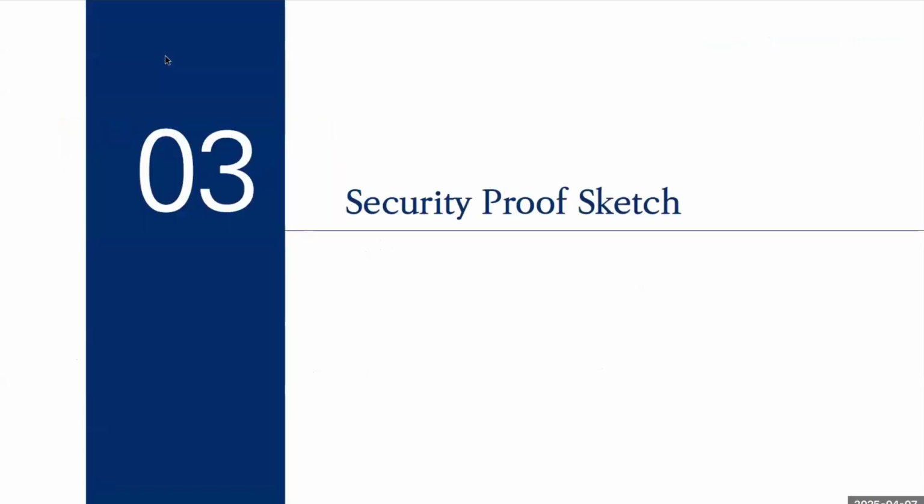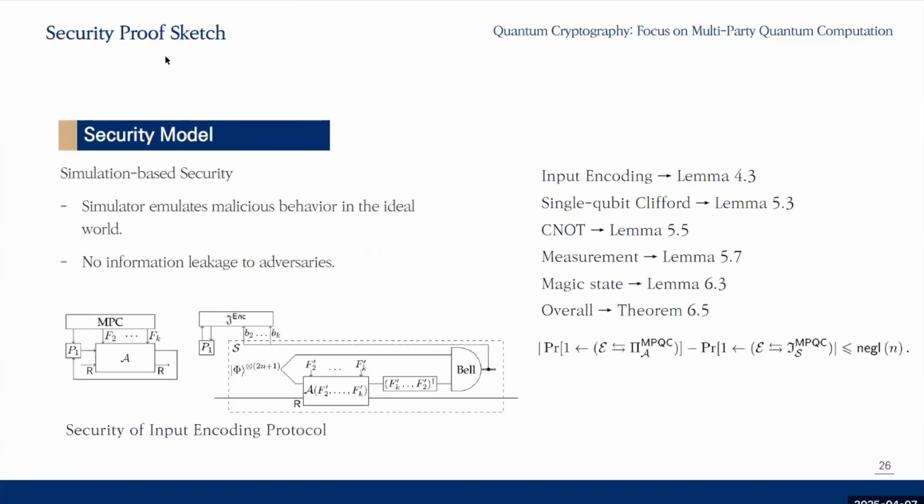So now let's move on to the security proof sketch. Our protocol achieves simulation-based security. In this model, a simulator emulates any malicious behavior in the ideal world, ensuring no information leaks to adversaries. I will not explain specifically, but on the right, you can see how each part of the protocol is backed by a specific lemma or theorem in the paper, such as a lemma for input encoding and a theorem for overall security guarantee. In conclusion, the real-world protocol is indistinguishable from the ideal world protocol up to negligible probability.